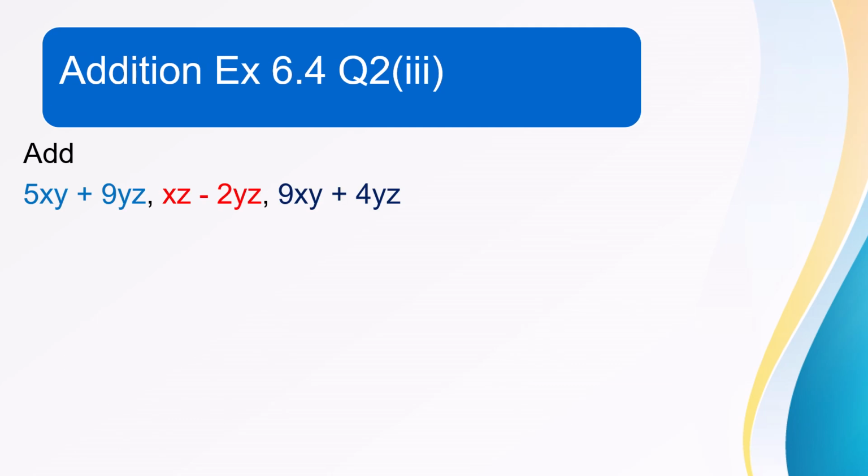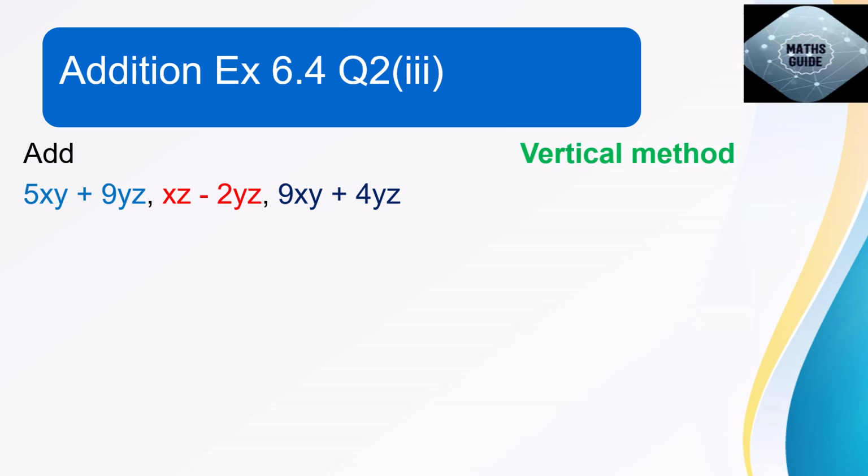Now exercise 6.4 question number 2 part 3. Now we have three algebraic expressions. First is 5xy plus 9yz. Second is xz minus 2yz. Third is 9xy plus 4yz. Now we will start with our vertical method, keeping in mind the rules of integers, that when we have like signs we always add, and when we have unlike signs we always subtract, but we put the sign of the greater value. Let's start with the vertical method.